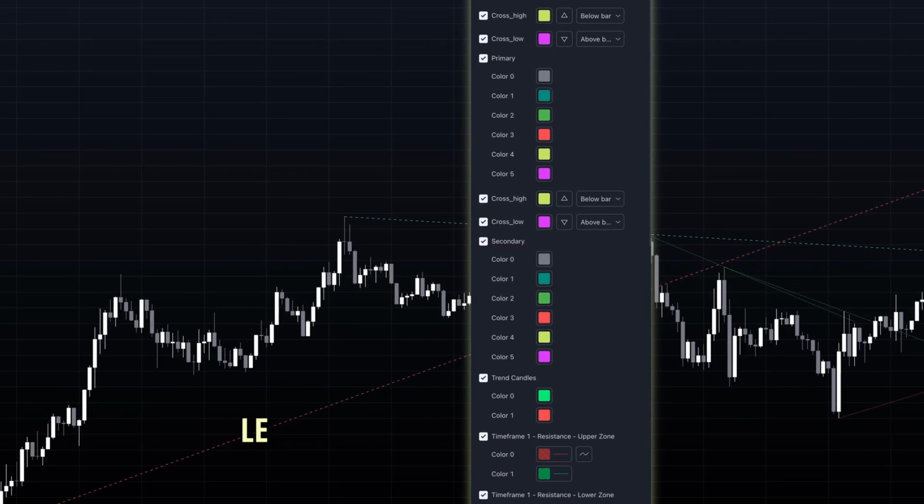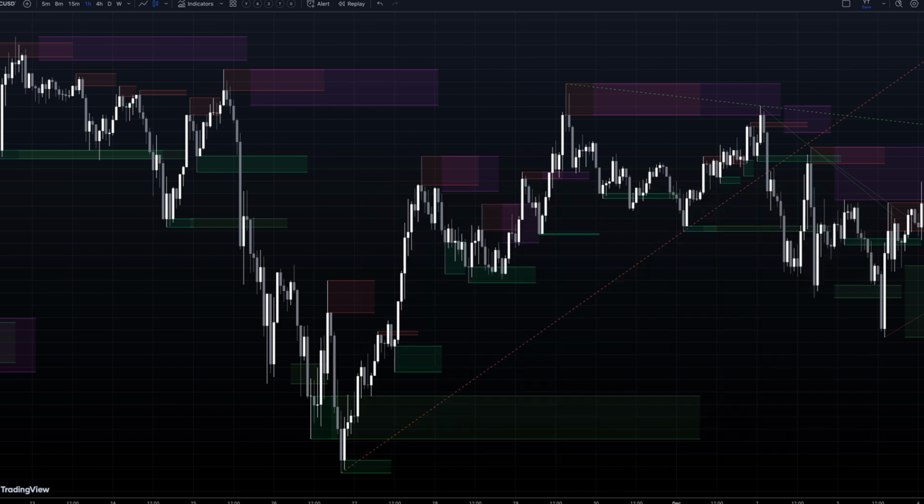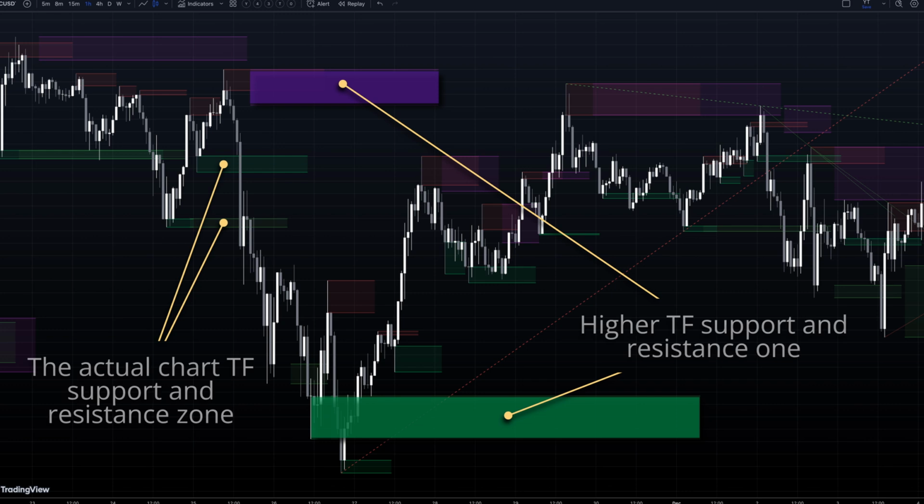colors, and extension lengths. A key feature is its sophisticated support and resistance zone detection system that operates across 2 different time frames. Instead of simple lines, it creates zones around these levels using fractal patterns and volume data, providing a more nuanced view of potential price reaction areas.